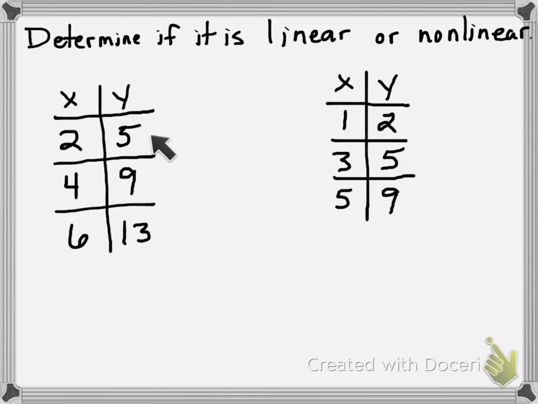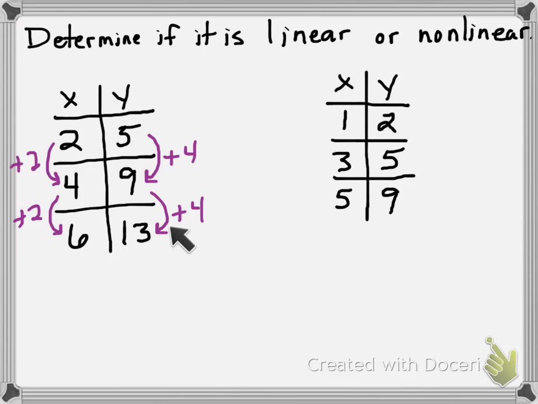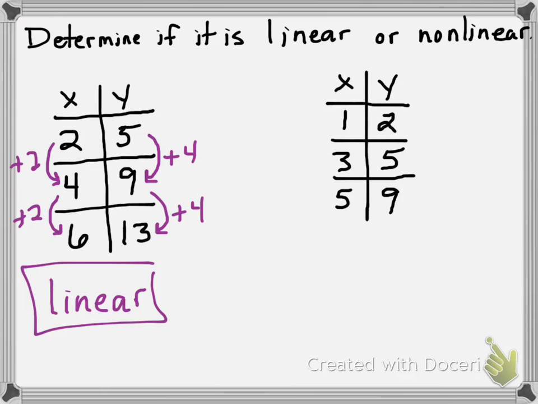Okay, I always start at the top, and I'm just finding rise over run. So from 5 to 9 is up 4, and from 2 to 4 is up 2. So that's up 4 over 2. Now I need to check the other one. From 9 to 13 is up 4, and from 4 to 6 is up 2. So that's up 4 over 2, up 4 over 2. That's the same. So this function is linear because it has a constant rate of change.